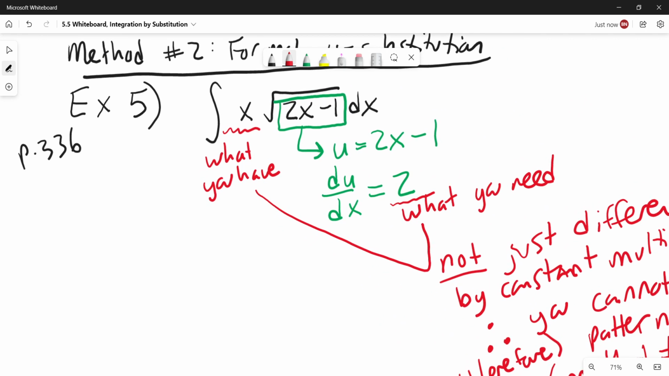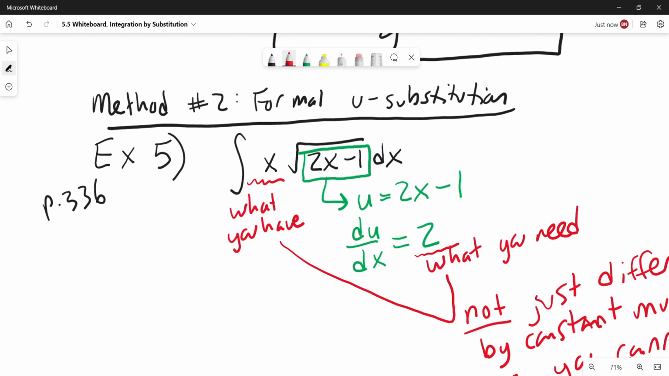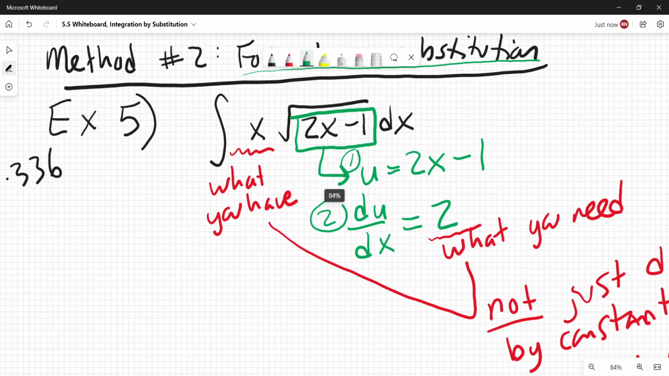So to do formal u substitution, we did the u, we did the du dx. Essentially you need to write down your u, you need to write down your du dx. Then here's the other part. Now you have to substitute everything out, everything after the integral sign, even including the dx. You got to get rid of anything that has anything to do with x and substitute it in terms of u. So then your third step, nope.